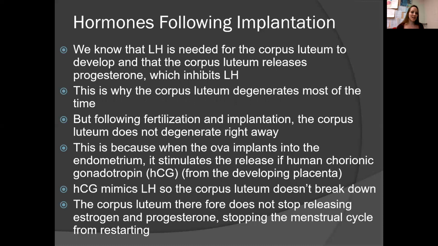And that hormone is called human chorionic gonadotropin, HCG for short. It will be released from the developing placenta as soon as implantation happens. And so HCG mimics luteinizing hormone, so the corpus luteum doesn't break down. It will keep releasing progesterone and make sure that the endometrium stays intact so that the embryo is able to develop there.